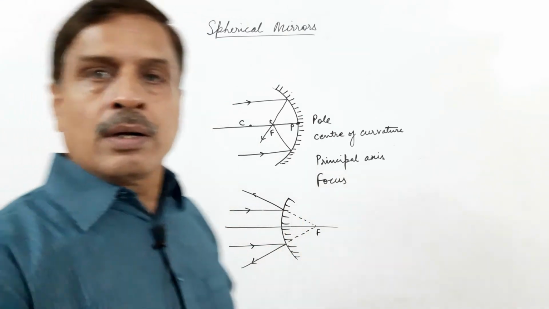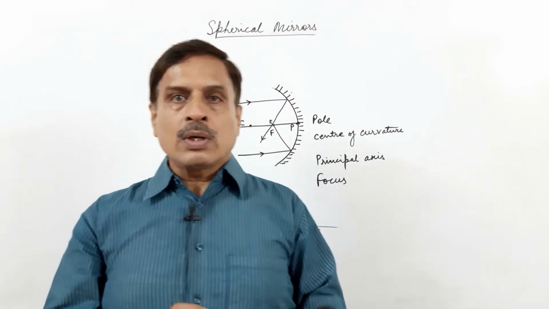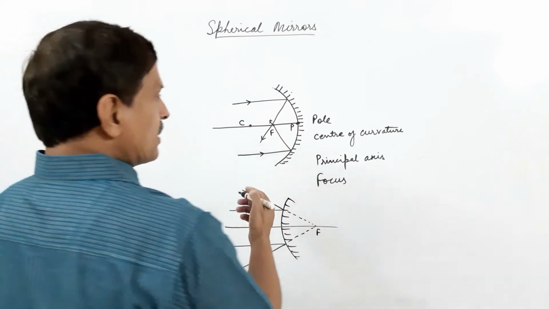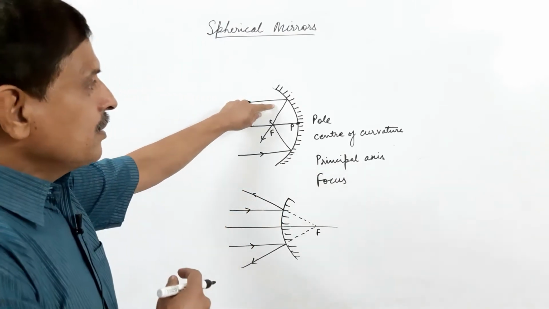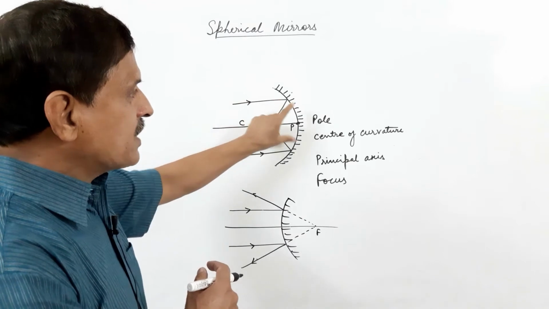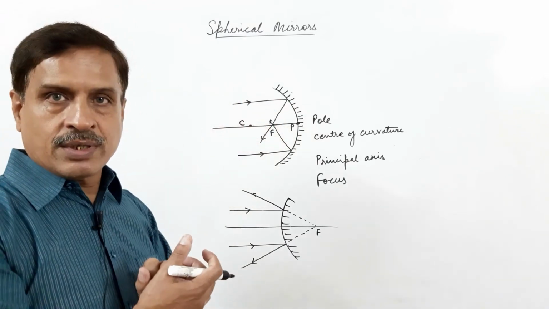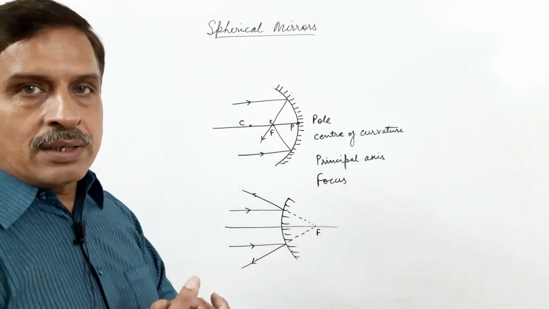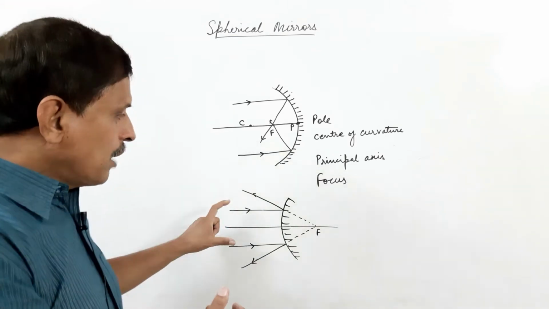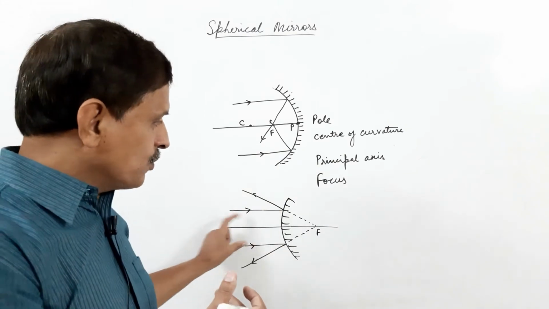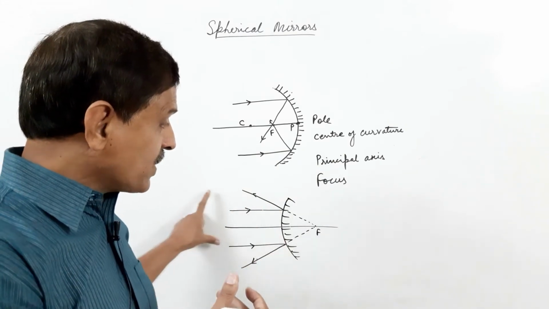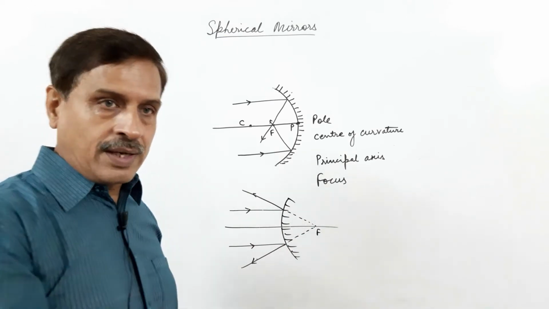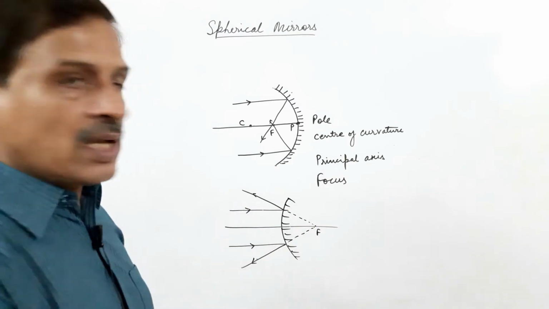The concave mirror is also called the converging mirror because the light rays parallel to the principal axis, after reflection, converge at a point. A convex mirror is called a diverging mirror because the light rays coming parallel to the principal axis, after reflection, appear to diverge from a point on the principal axis. So this is also called a diverging mirror.